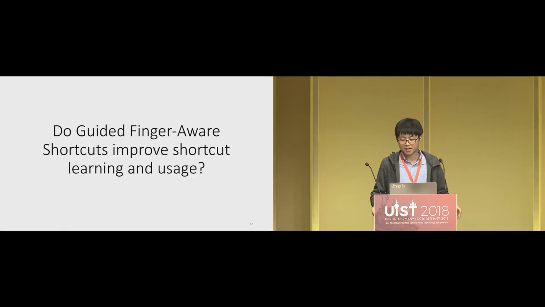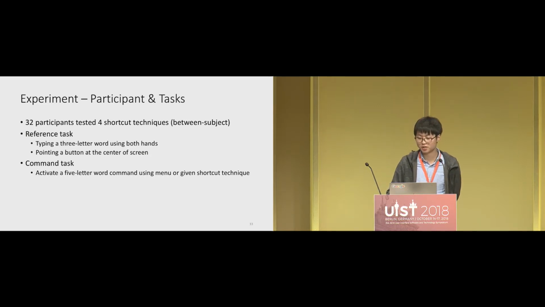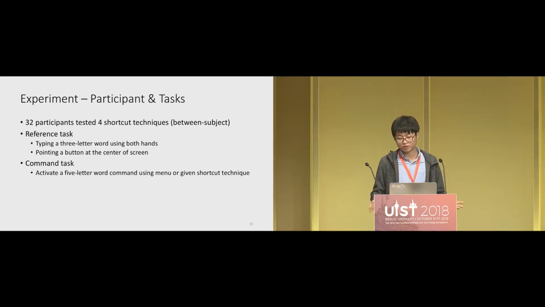Now, with this design, we'd like to know if they actually improve shortcut learning and usage. So we conducted a controlled experiment with 32 participants to test 4 different shortcut techniques between subjects. The task is very simple. Participants first do a reference task to position their hands.